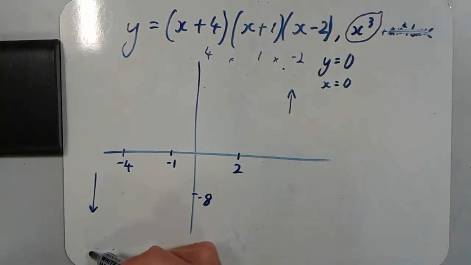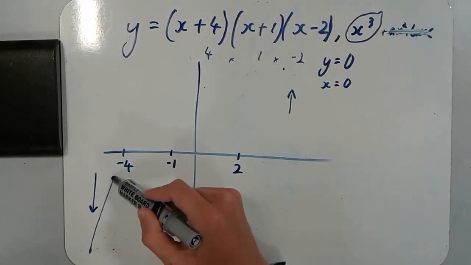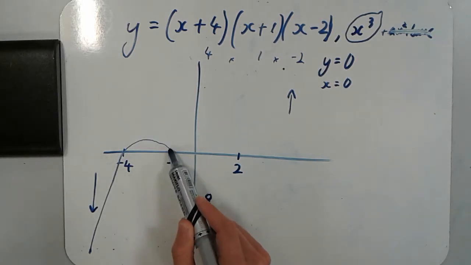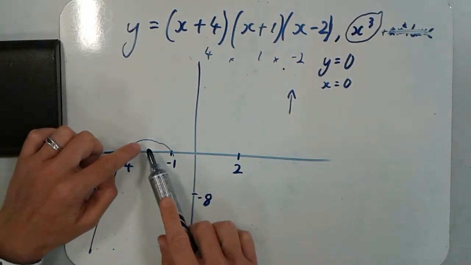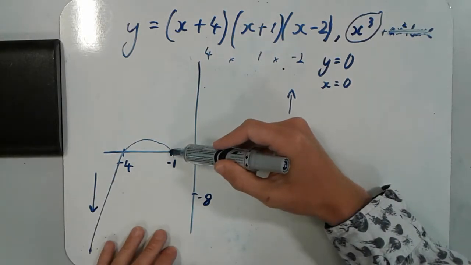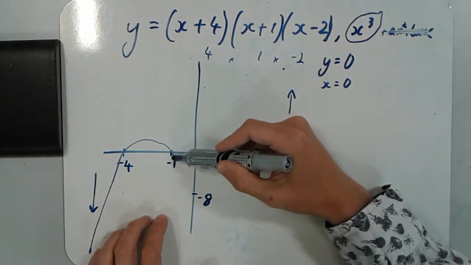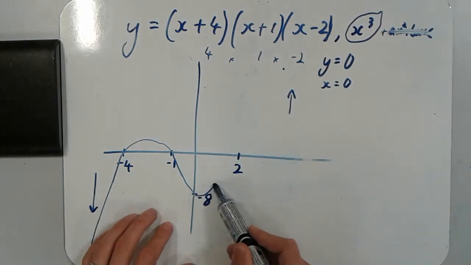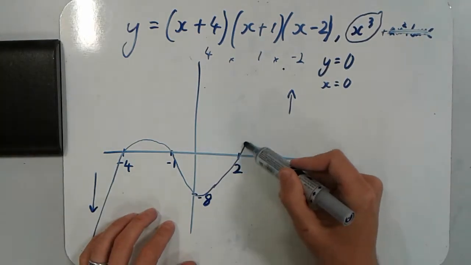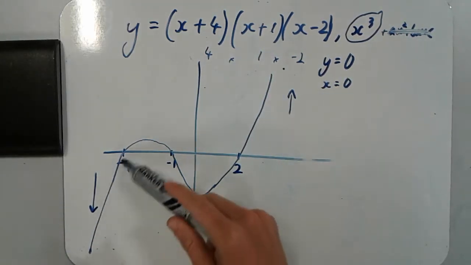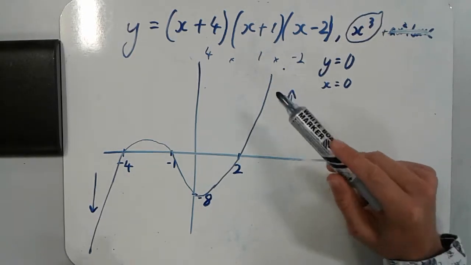So what that means is our graph should come from very negative values. We then know it has to pass through here, which means it must turn around. You'll often hear maths teachers refer to this as a turning point. It's a point where our graph turns, and then we know it needs to pass through minus 8, and then it must turn again because it needs to pass through 2, and then it tends towards very large positive values. In general, that is the shape of a positive cubic.